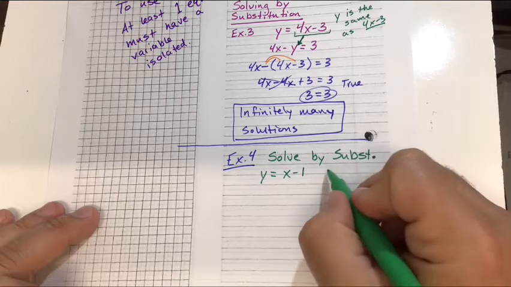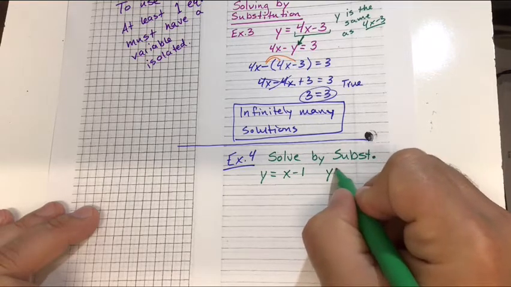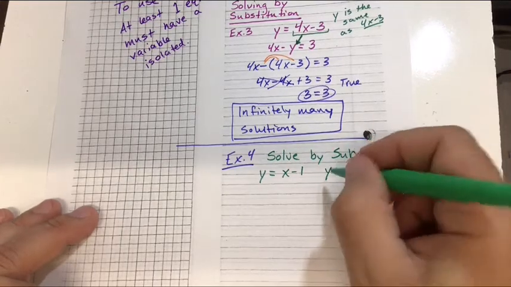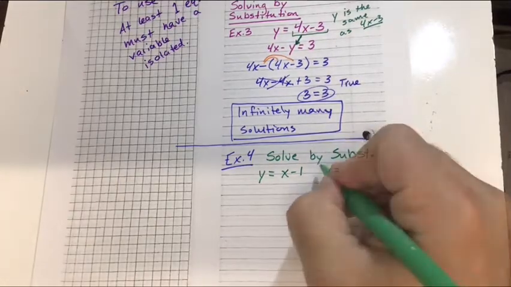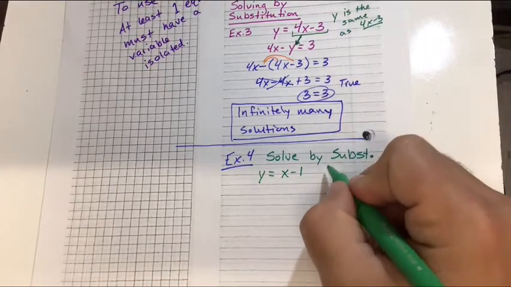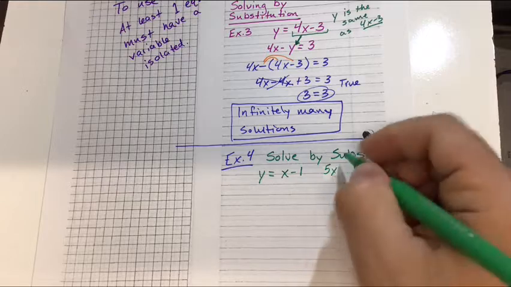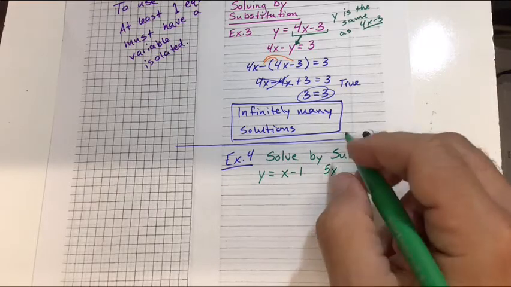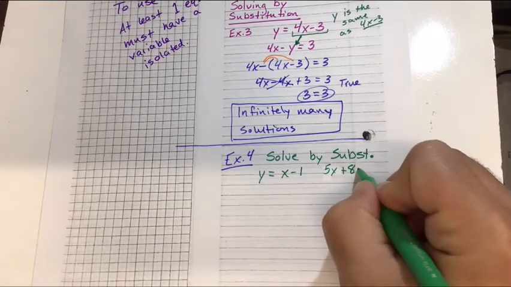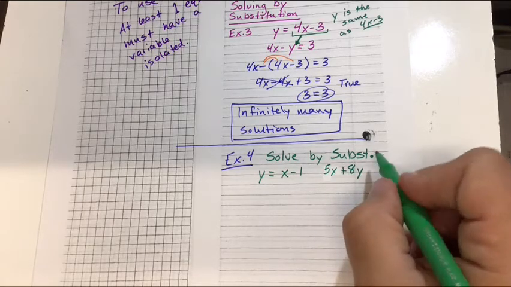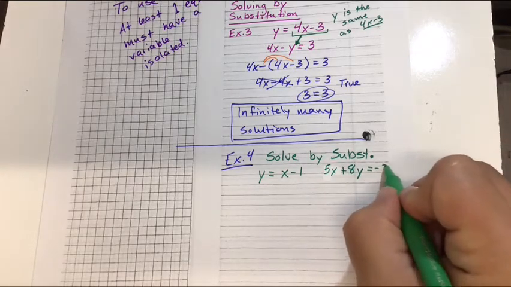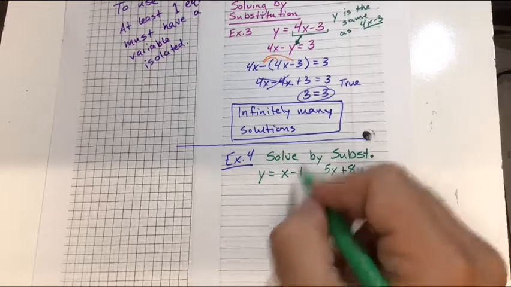And in our second equation, sorry, I wrote that wrong. Let me fix that. In our second equation, we're actually going to start off with 5x plus 8y. Sorry, I'm looking at my copy over here trying to make sure I'm doing it right. Equals negative 21.